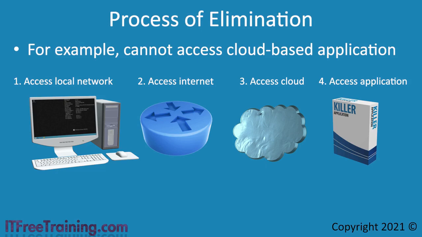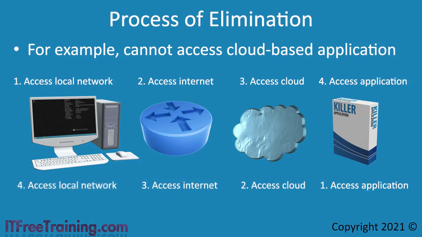Looking at this, you may be thinking, could this be done in reverse? Could you check the application first, check the cloud is available, check the internet, followed by checking if the local area network is available? The answer is, yes, you can. There is no right or wrong answer. In fact, you could start in the middle by checking the internet first. The point to remember is, this is a process of elimination. You want to figure out what is working and what is not. Different IT technicians will work in a different order, and depending on the problem, your approach may vary.